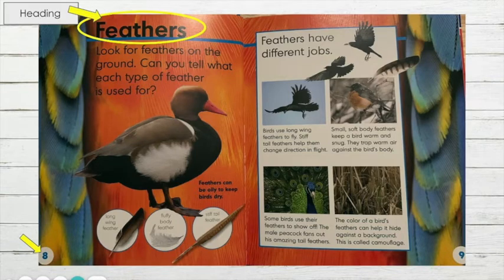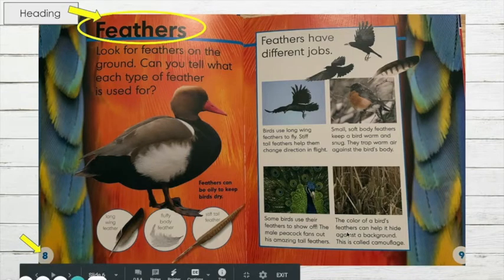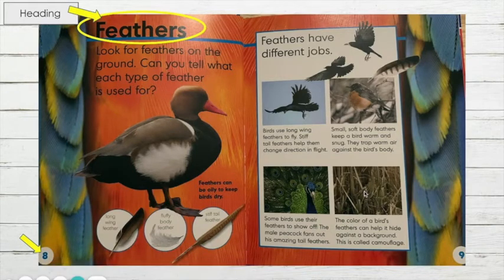That's right. So, for example, this bird uses those stiff tail feathers to help it change direction when it's flying. And this bird, wow, this bird uses the colors of its feathers to help it hide. If a predator was coming along looking for a tasty little bird, this bird could hide really easily, camouflaging itself using its feathers. This bird uses its soft, small body feathers to keep itself warm in the snow.